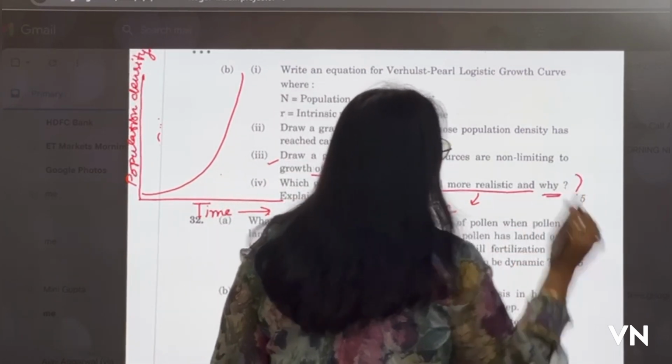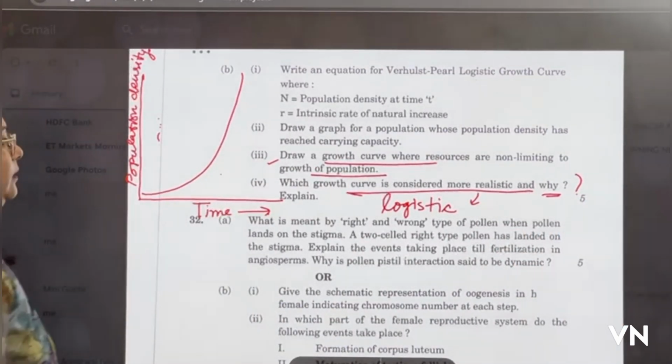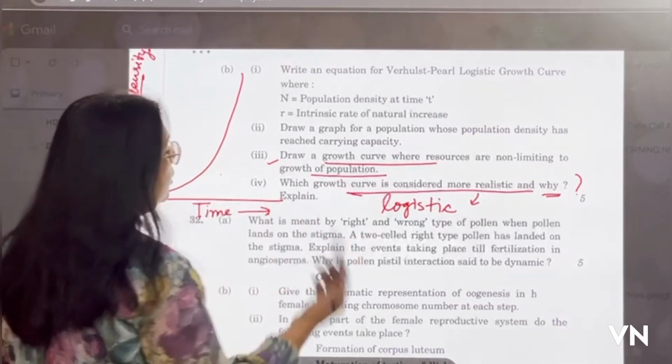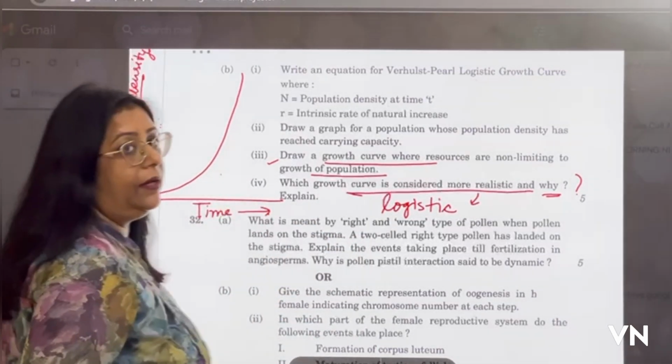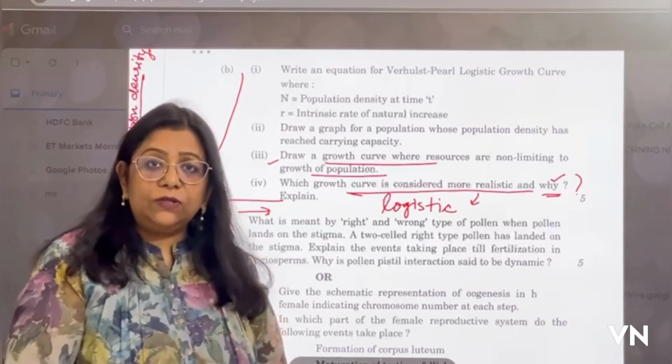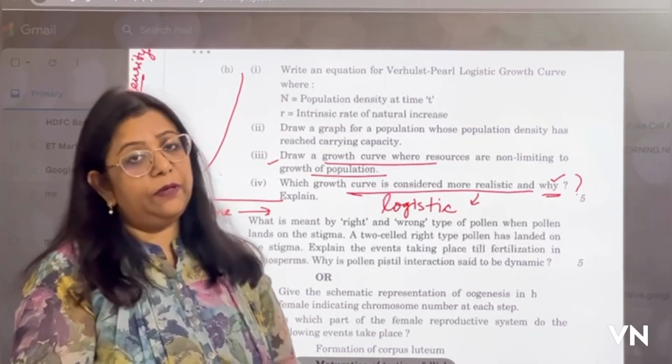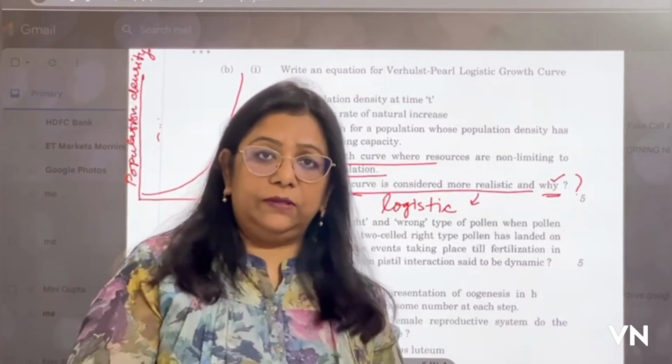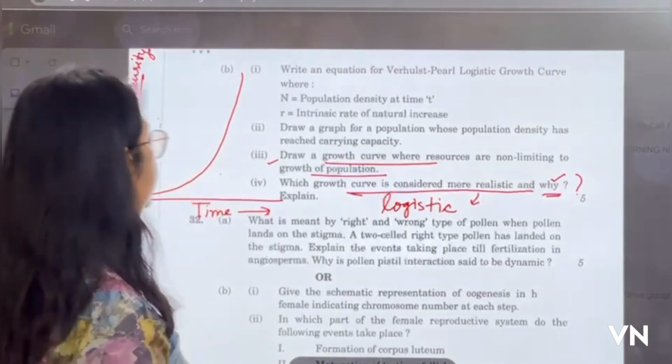Why? Because the resources are not going to be unlimited at any time. As the population increases, it eventually reaches a maximum size beyond which the environment cannot support the population growth.